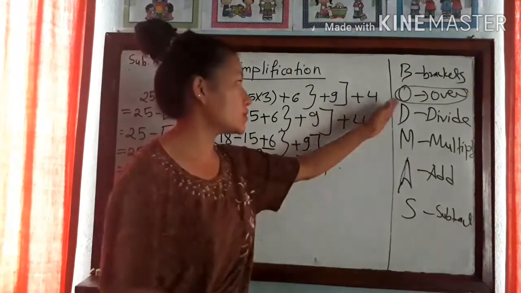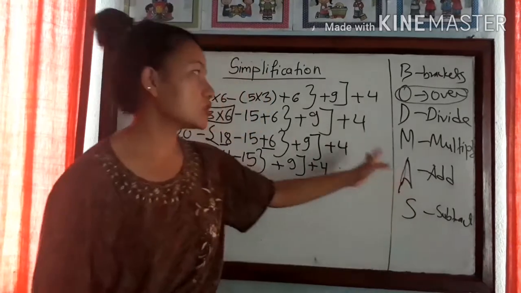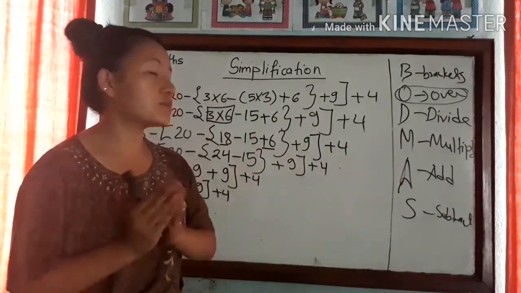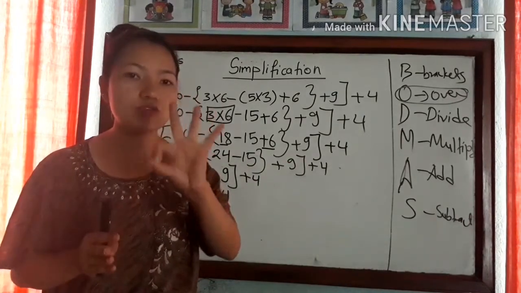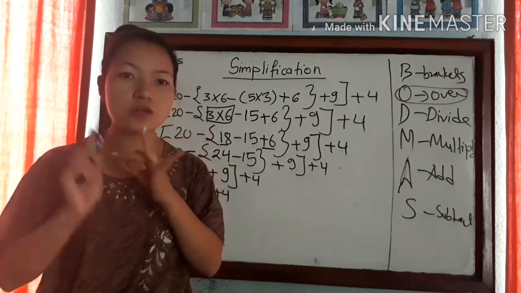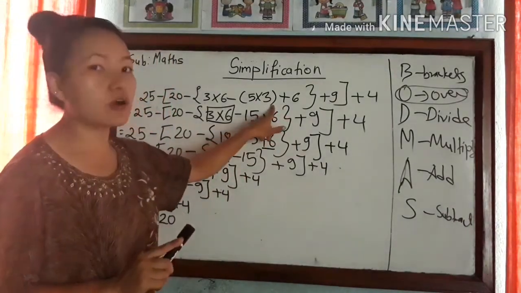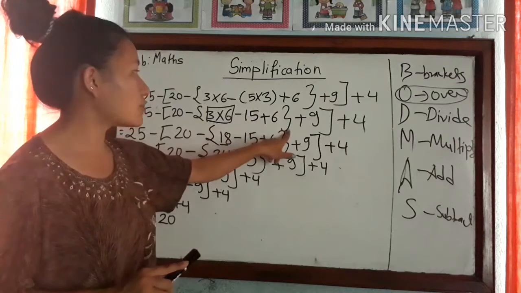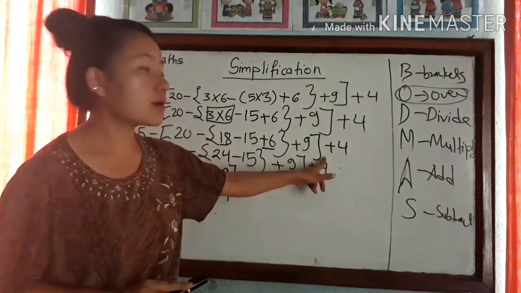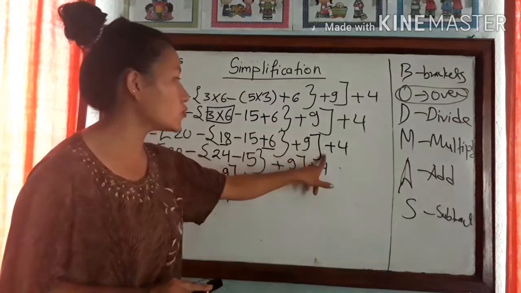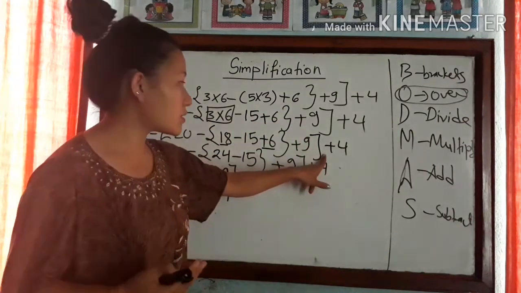Always remember this BODMAS rule, because if you skip any of these steps, the answer will be wrong. Here B stands for bracket, and there are 3 types of bracket: small, curly or medium bracket, and big bracket. This is the small bracket, this is the curly bracket, and this is the big bracket. First we have to open the small bracket, then the curly, and only then the big bracket.